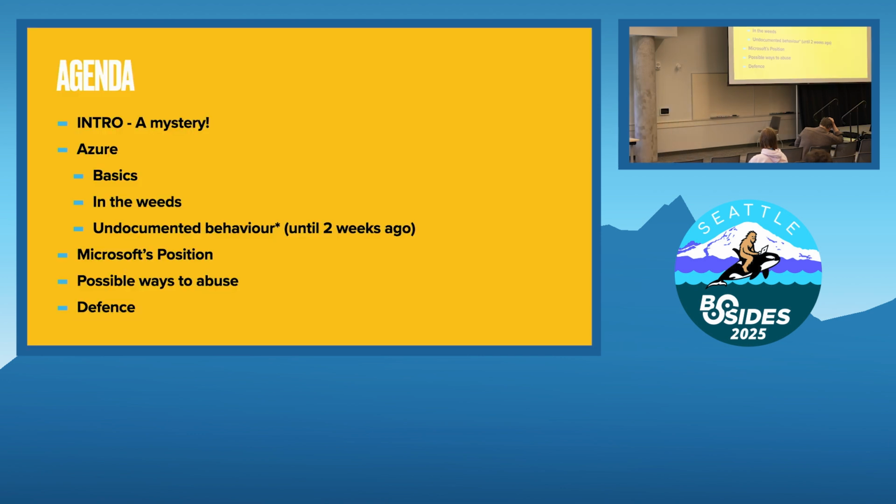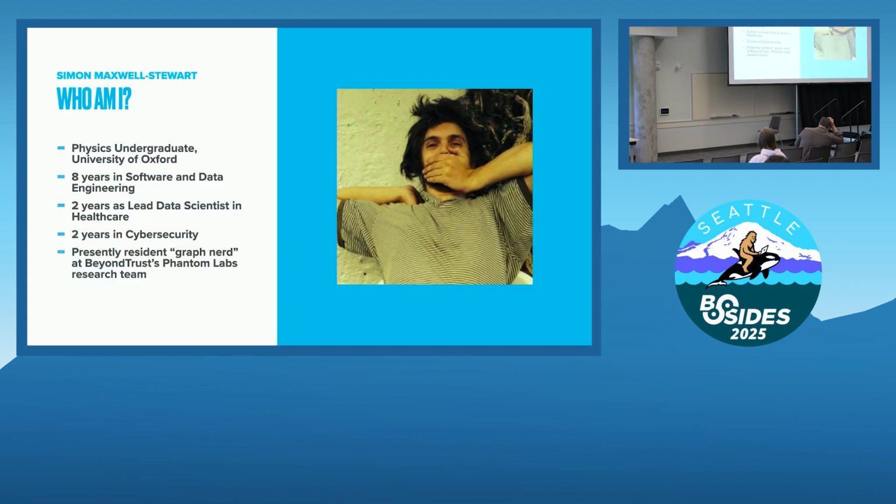In order to answer that, we're going to go through the basics. If you don't know what Azure Active Directory is, I'll go through that with you, and what Azure resources are. Then we're going to get into the weeds to really understand some of the more difficult to understand features, and then we're going to get into undocumented behavior. While there is some documentation, as I say, I think it still is a little bit lacking. Then we'll get into what Microsoft thought about this, and then some possible ways to abuse this, and then finally how you can actually defend against this.